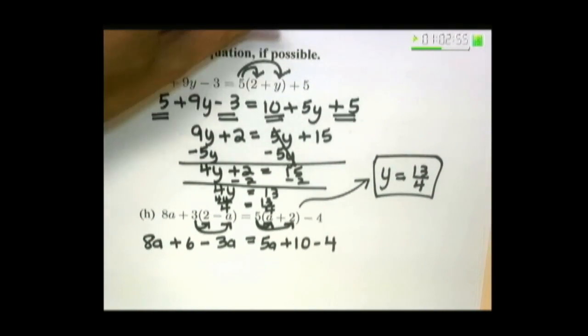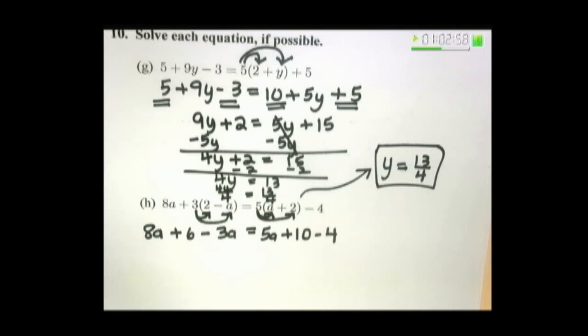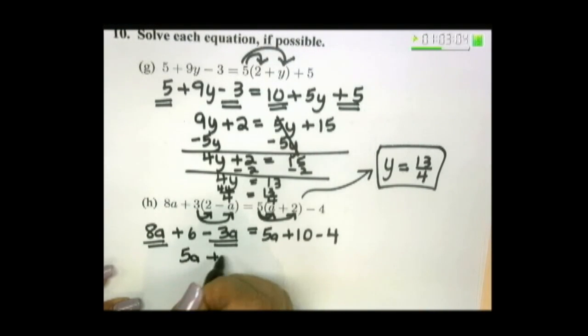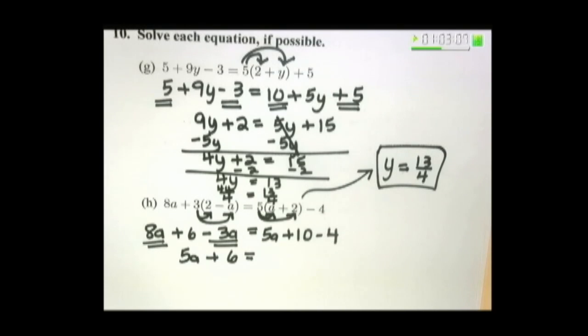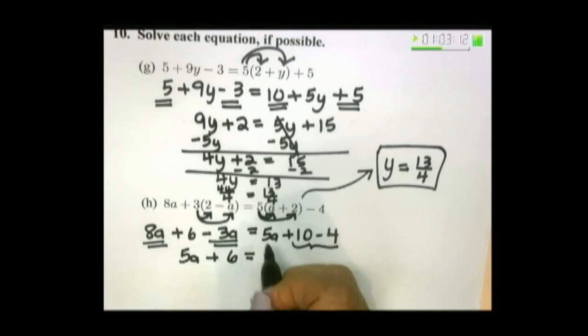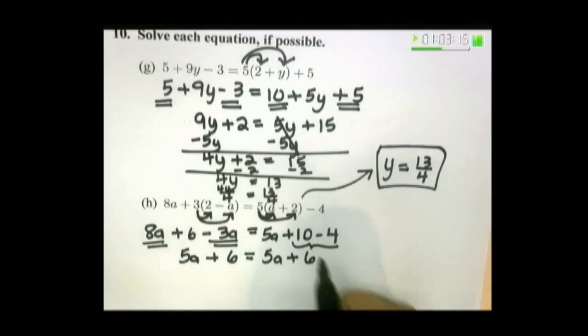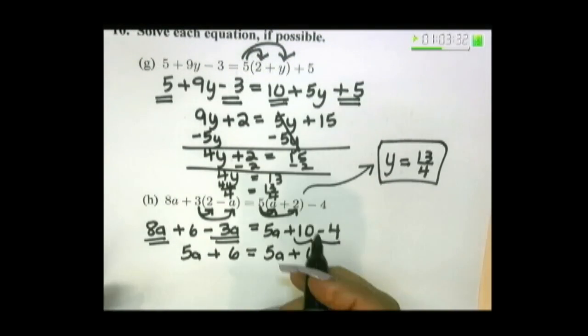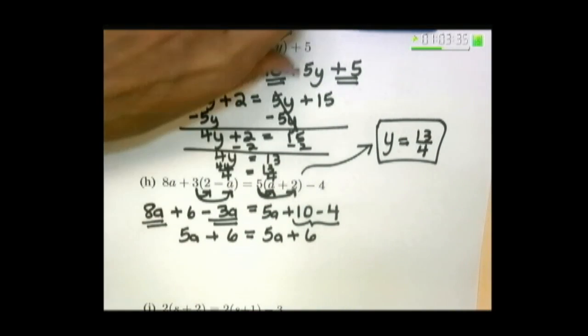The next step is to combine like terms on the same side of the equal sign. So I have 8a minus 3a, which is 5a, plus 6 on the left-hand side. And on the right-hand side, once I combine like terms, I have 10 minus 4, which is positive 6. So 5a plus 6. Now if I look at this, I have the identical thing on the left side as on the right side. This is actually called an identity. If at that point I don't see that, then I'm going to go about solving this.